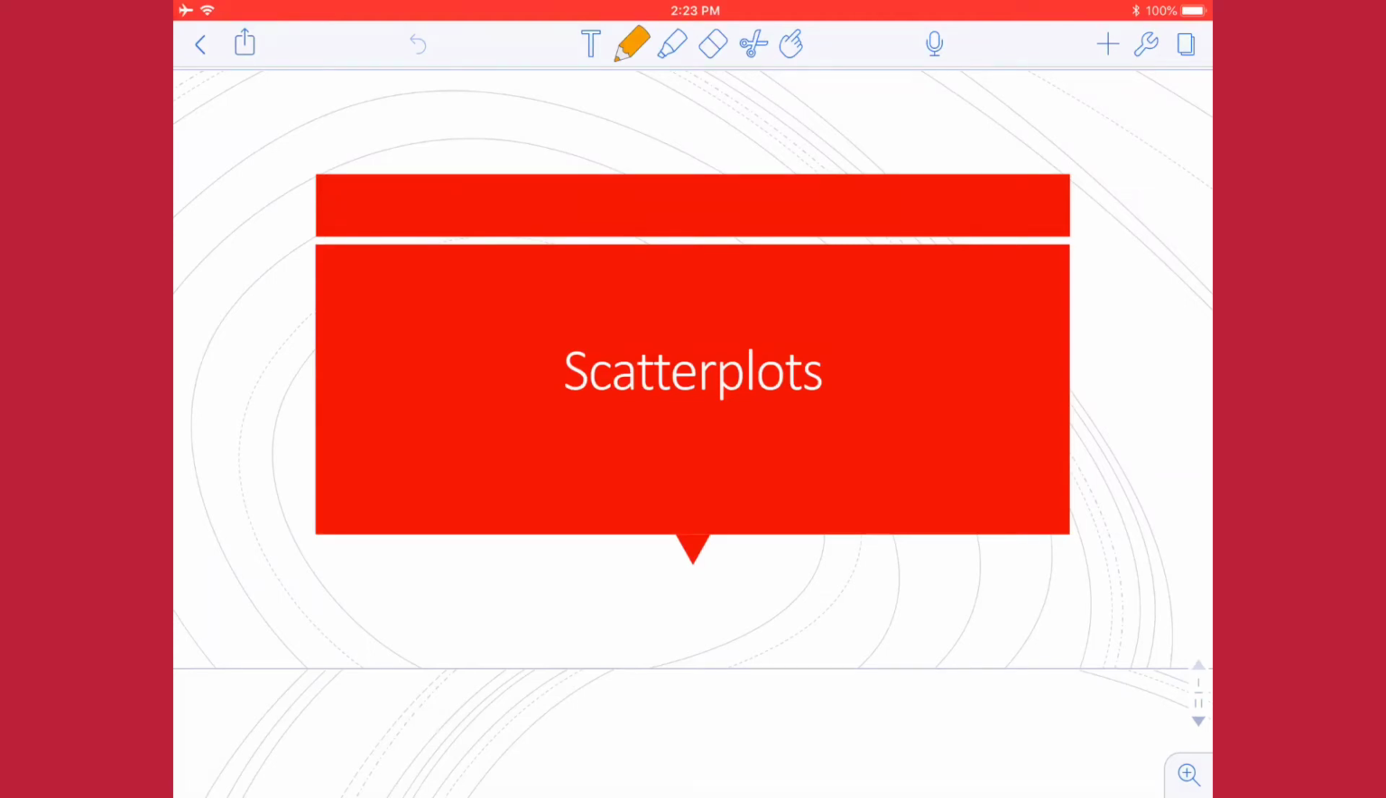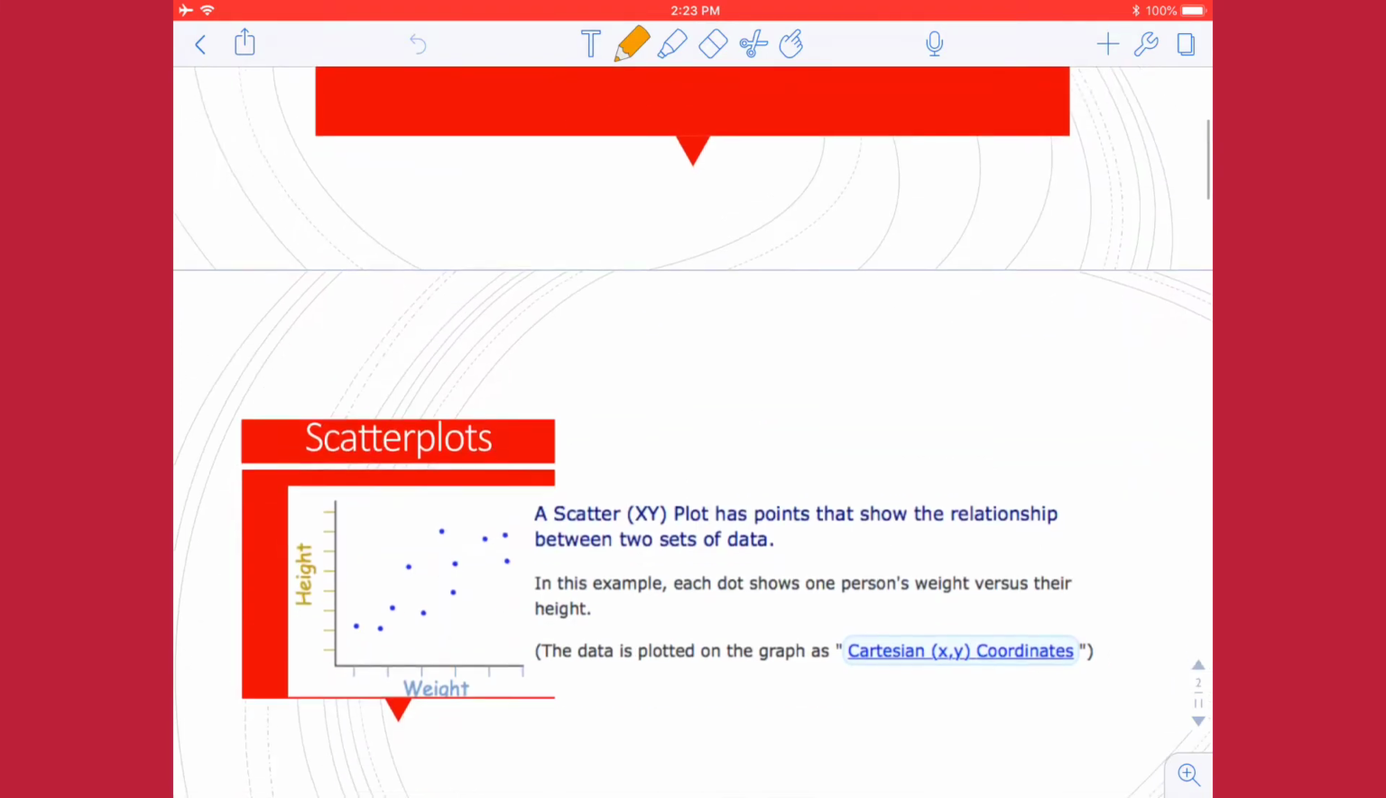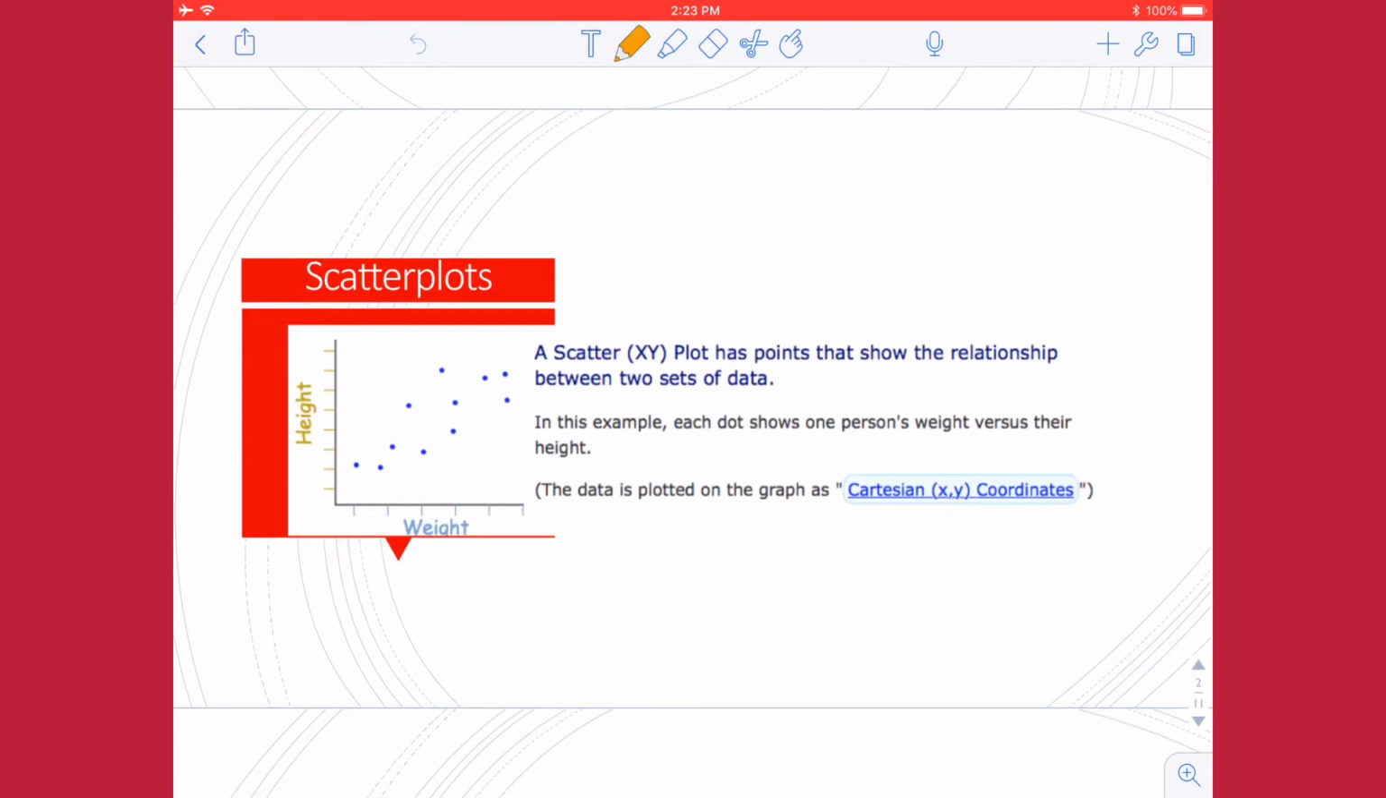Hello students, and welcome to this video where our goal is to discuss the concept of scatterplots. So scatterplots are simply a graphical representation that helps to show relationships between two sets of data.